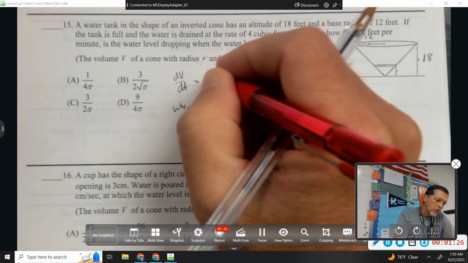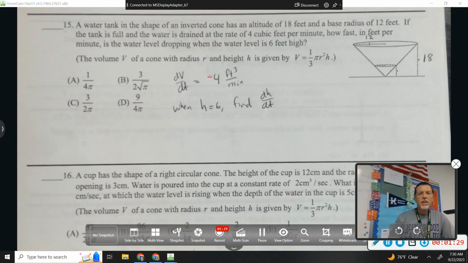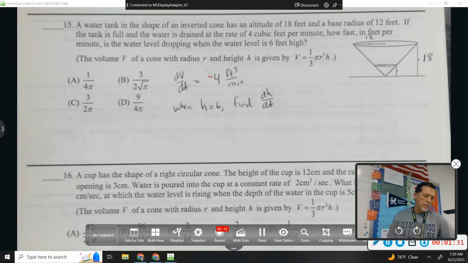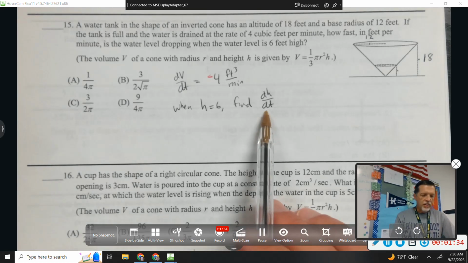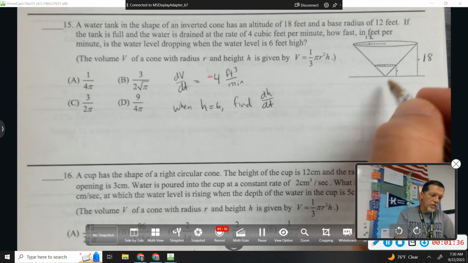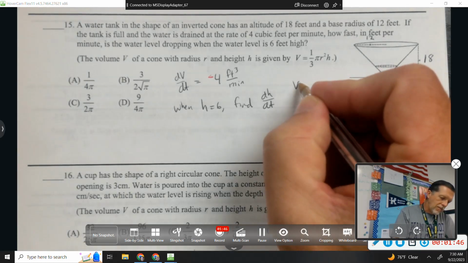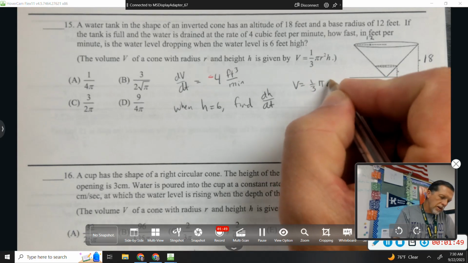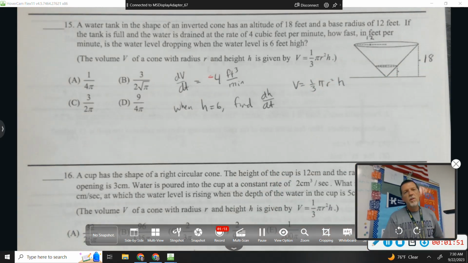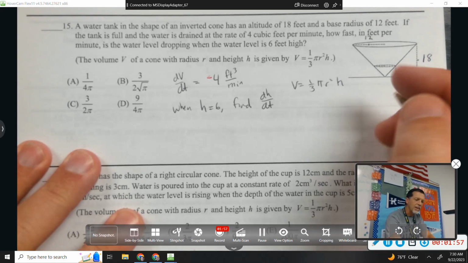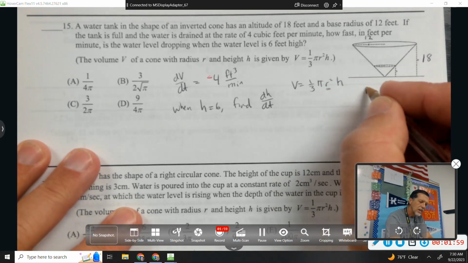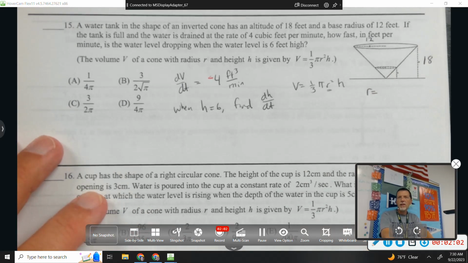Now it's draining out, so the volume is decreasing, so that would be negative 4 feet cubed per minute. And I think our dH/dt will be negative as well, right? As the water goes down, the height of the water is decreasing, so the change is negative. Okay, we have V equals 1/3 pi r squared h, but my information is in h, so I really don't want the r in there. I'd like to get rid of the r.